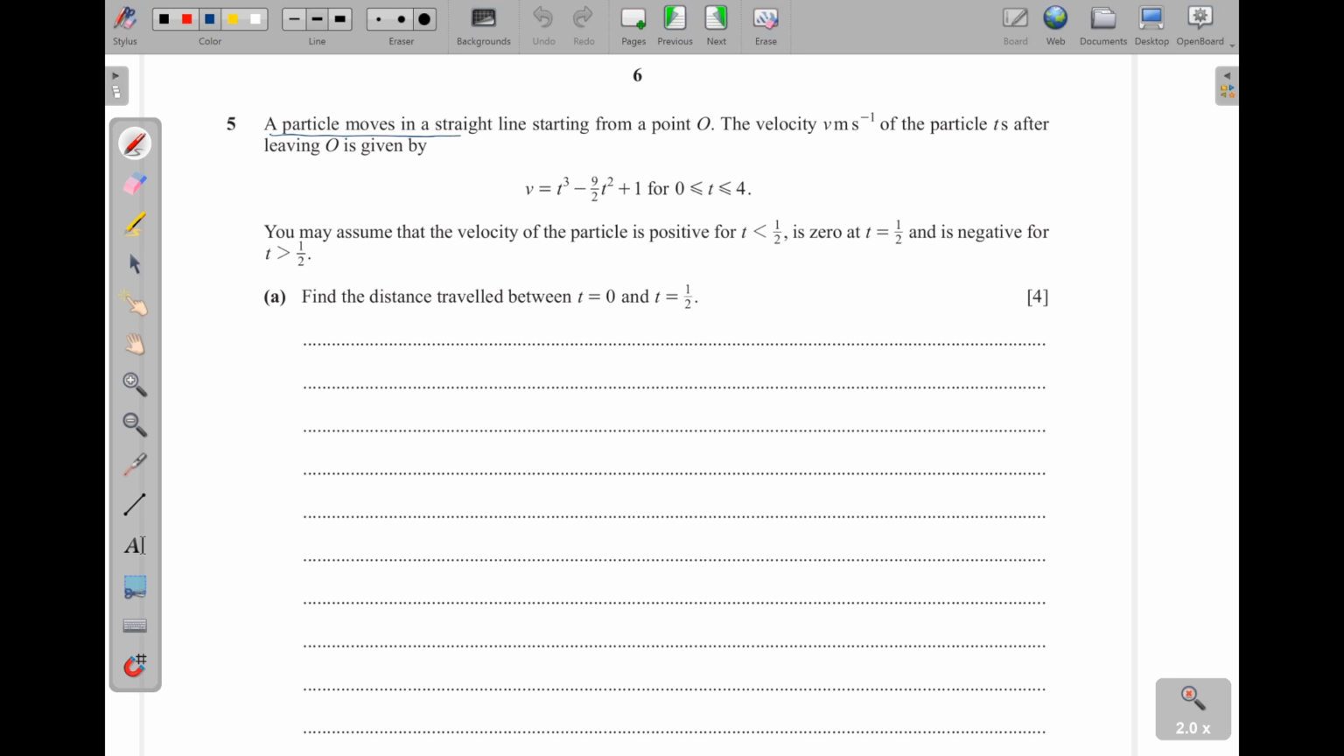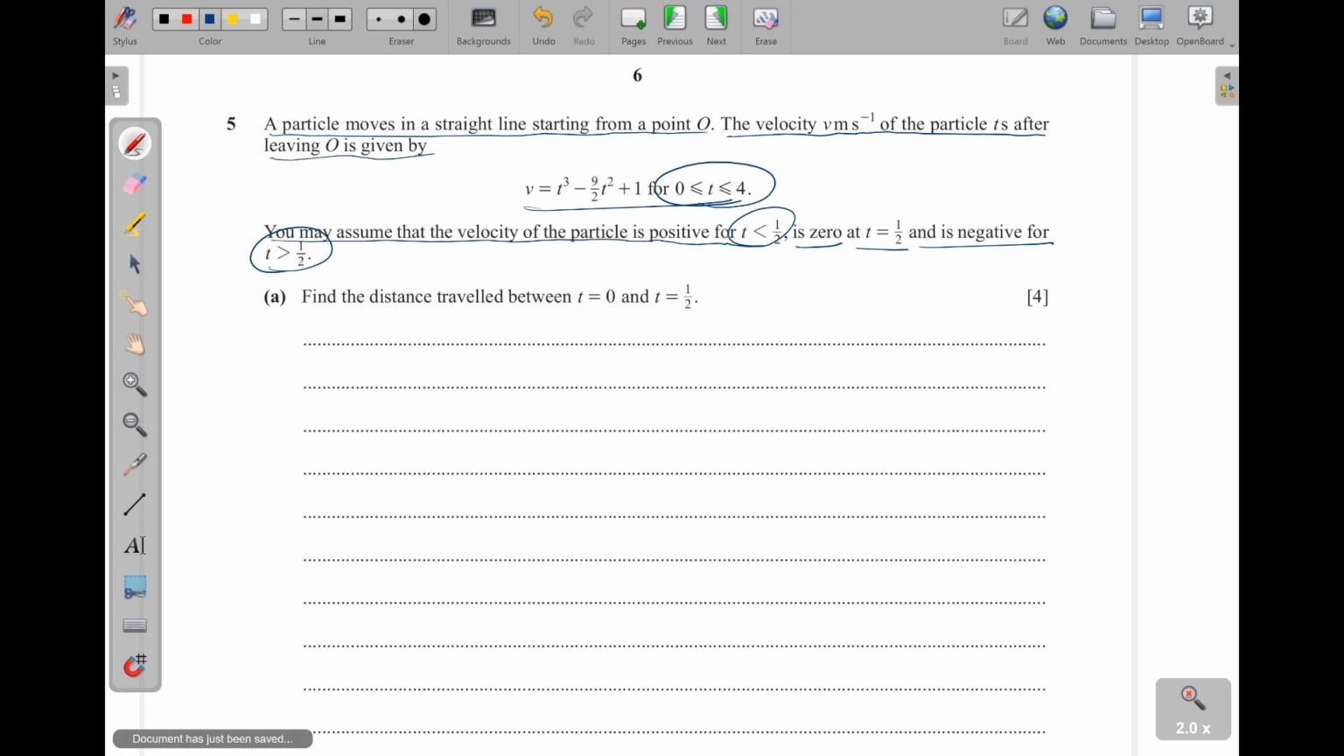So they're saying the particle moves in a straight line starting from a point O. The velocity v meters per second of a particle t seconds after leaving O is given by this for t ranging from 0 to 4. You may assume that the velocity of the particle is positive for t less than a half, is 0 at t equal to a half, and is negative for t greater than 1 over 2. That means somewhere they will tell us to find a distance. Here is part A. Find the distance traveled between 0 and a half.